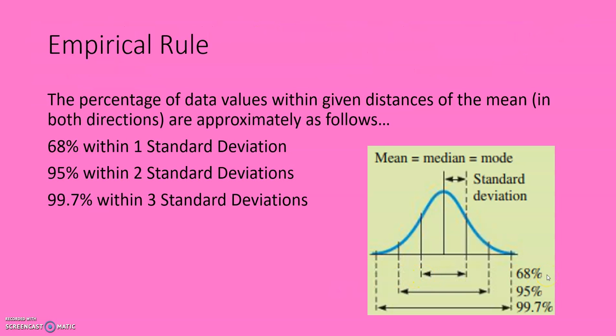The empirical rule says the percentage of data values within given distances of the mean are approximately as follows. 68% of the data happens within 1 standard deviation of the mean. 95% of the data happens within 2 standard deviations of the mean. And 99.7% of the data lands within 3 standard deviations of the mean.